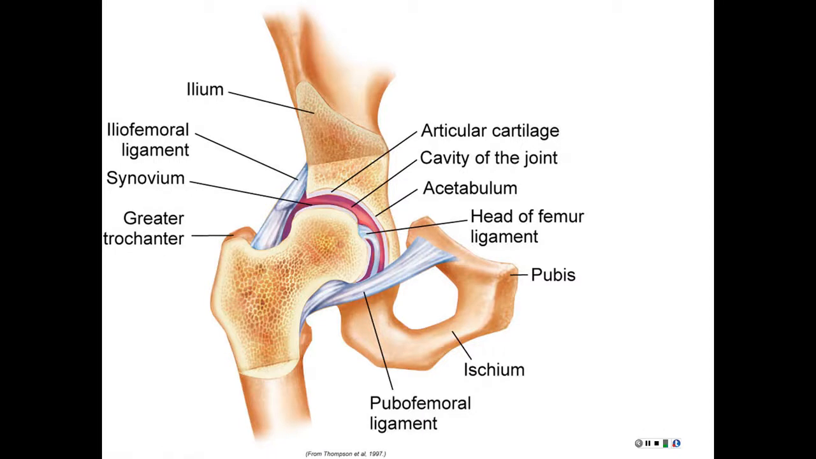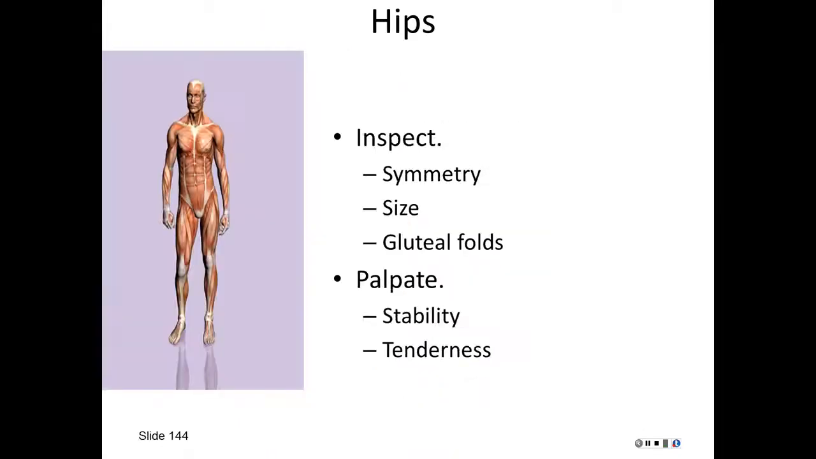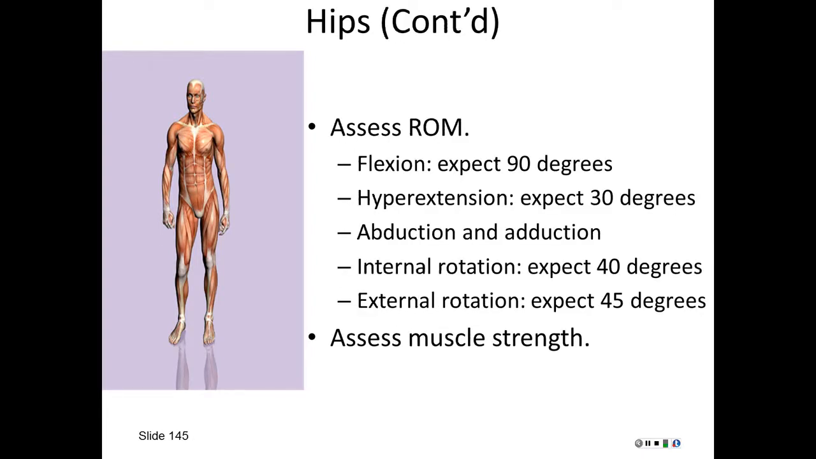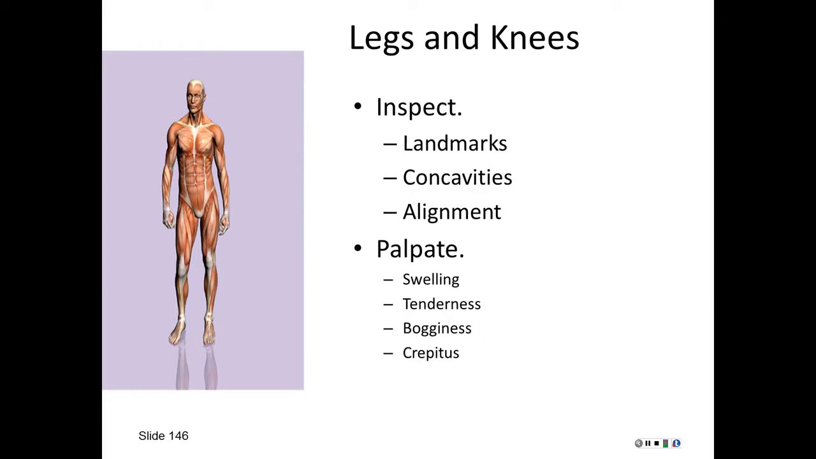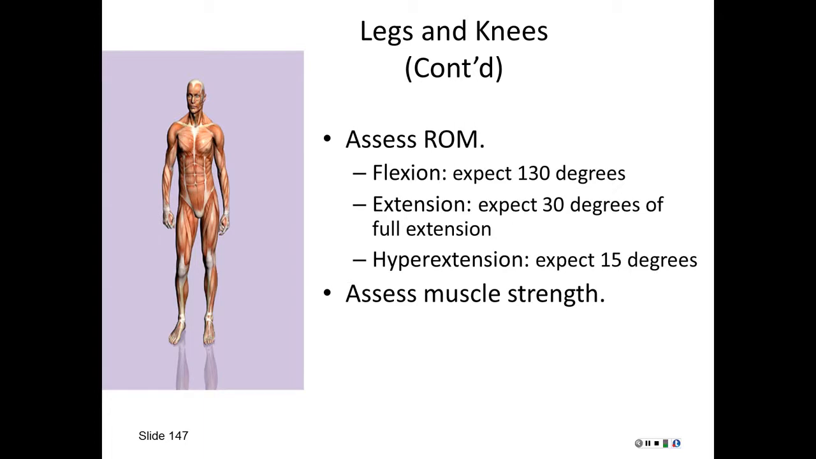Hips, just general anatomy, so you remember the hips. Okay, inspect symmetry, size, gluteal folds. You want to palpate for stability and tenderness. Hips, you want to assess how much they can move, and I'm going to show you the normal movements. Look at the landmarks, and then you're going to palpate for tenderness, swelling, bogginess, or crepitus. So that means you have to say swelling, tenderness, bogginess, or crepitus, if you feel any of that when you're palpating for your check-off exam.